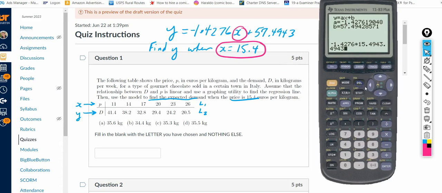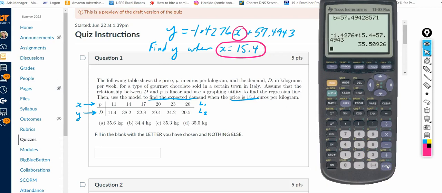And let me clear that because I've made a mistake there. Again, it's with the mouse. So negative 1.4276 times 15.4 plus 57.4943. Okay, that's looking better.